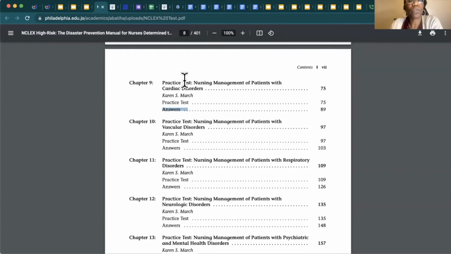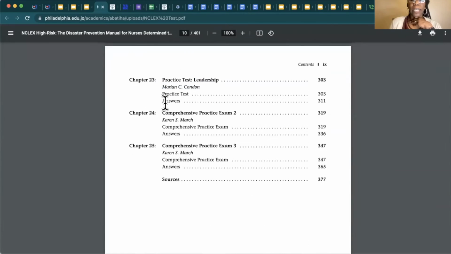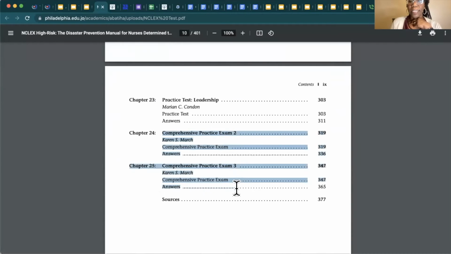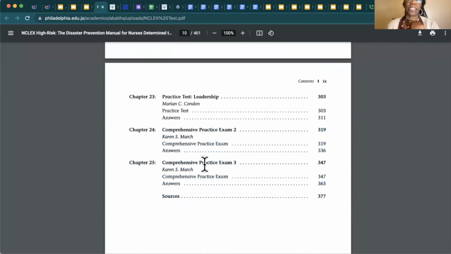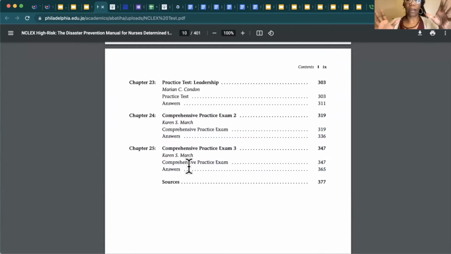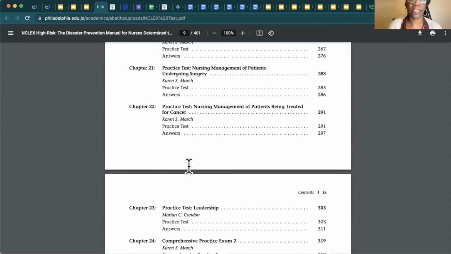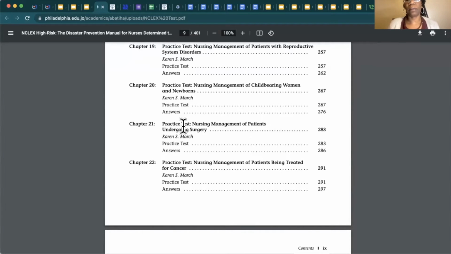What's great about it is that you can explore the practice questions by topic area. The first area is nursing management of patients with cardiac disorders, or you could explore nursing management of patients with vascular disorders. Check this out also: comprehensive practice exams are here. That's where you get a large volume of questions, and you also get different topic areas, so they're not just focusing on the patient in the perioperative environment or the nursing management of childbearing women and newborns.